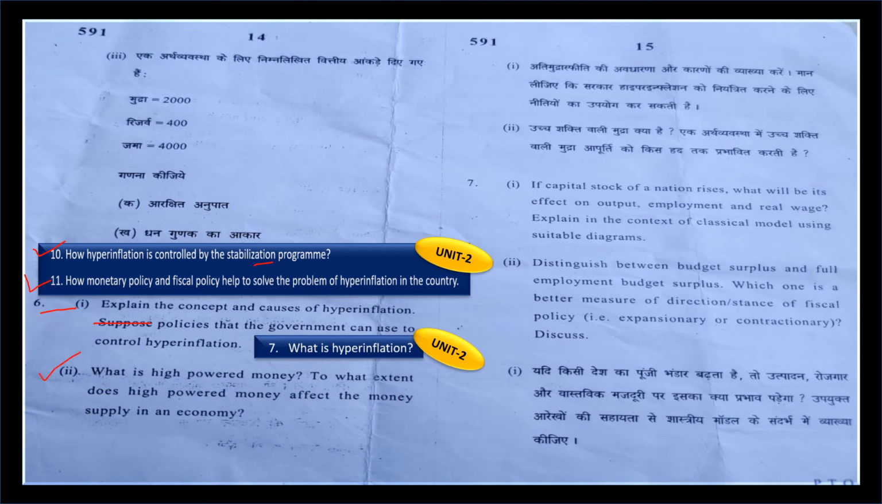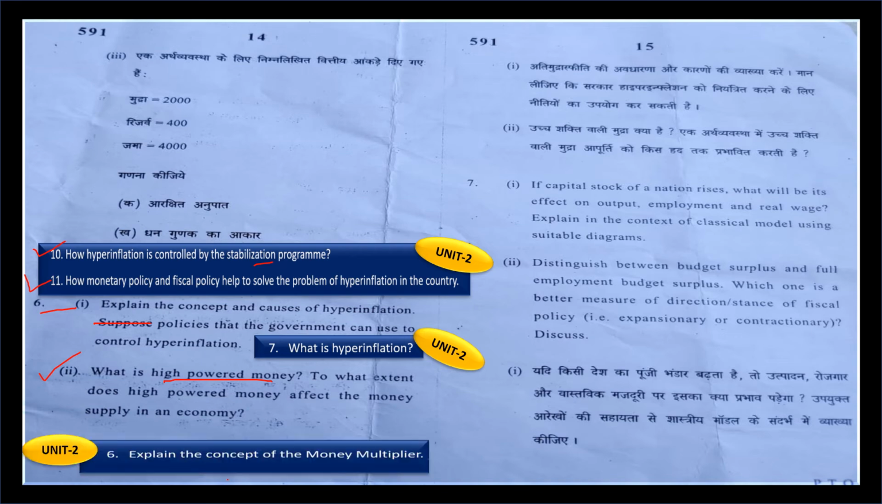Now coming to part 2 of question 6. What is high-powered money? High-powered money is a concept related to the money multiplier. I gave this in unit 2, question number 6, to explain the concept of money multiplier. I have also shared my videos with you to prepare it.